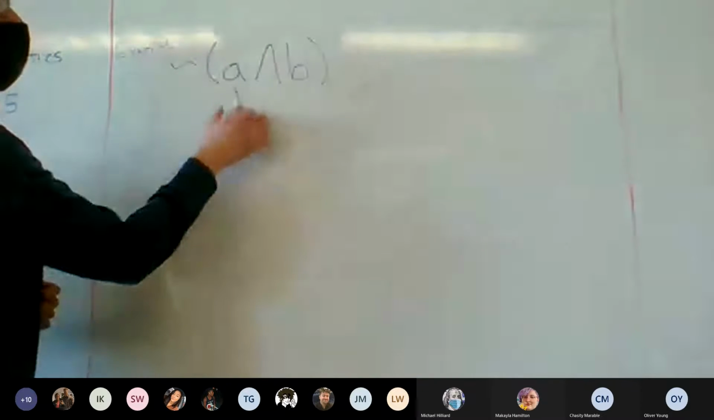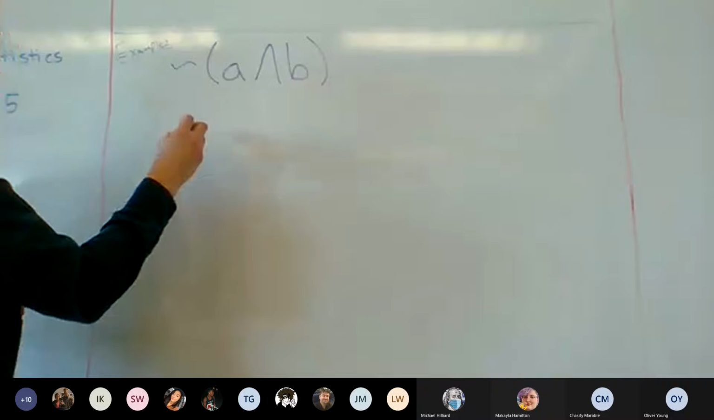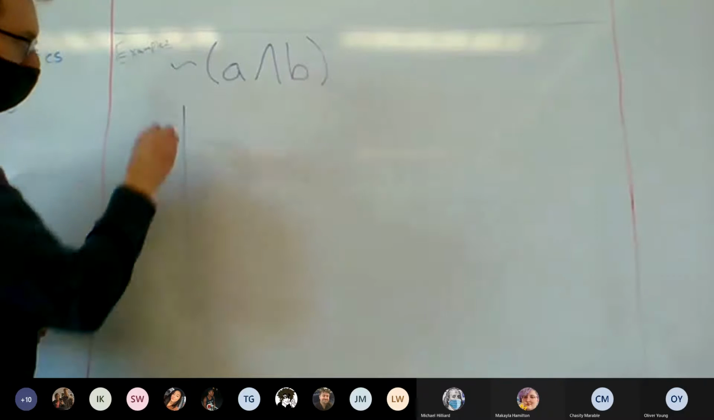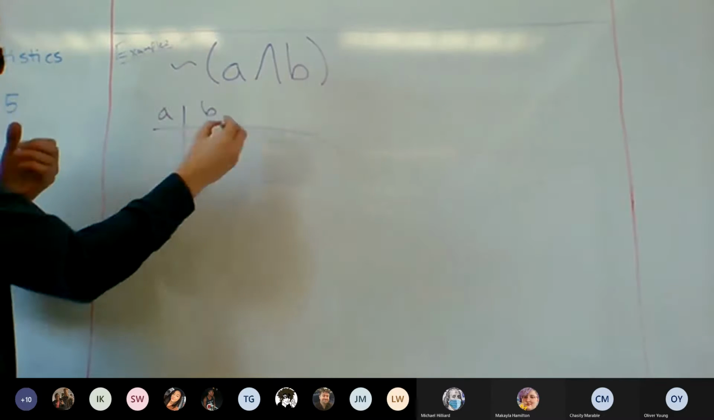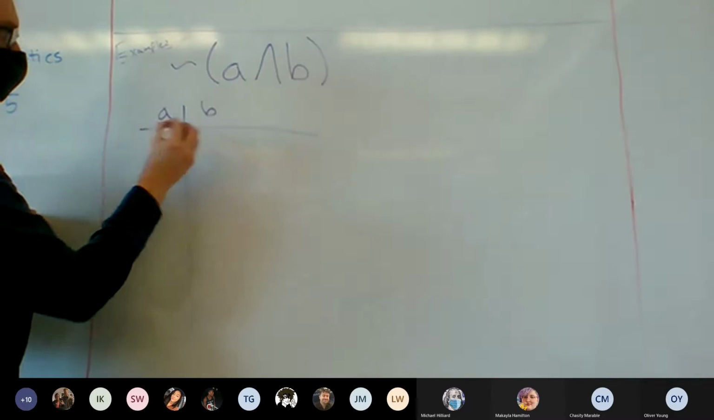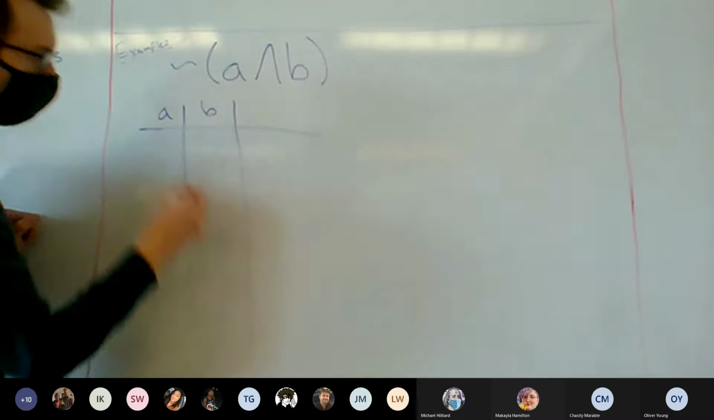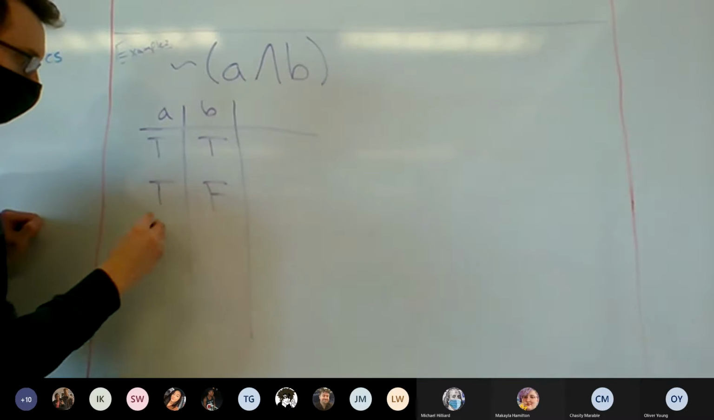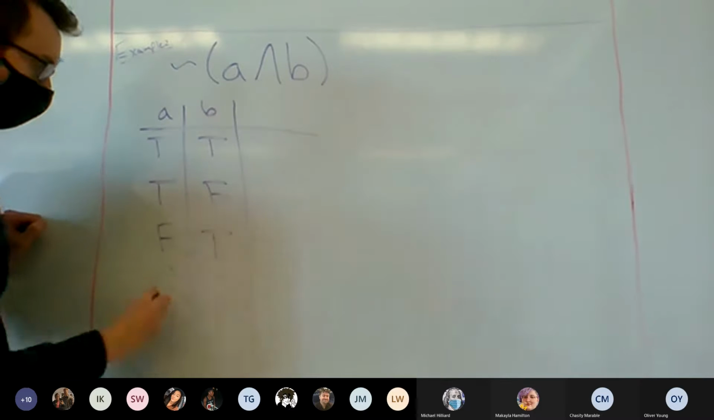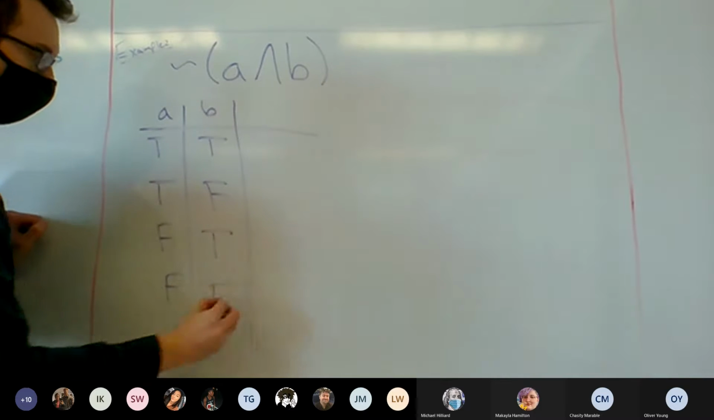So we have the negation of this entire statement, A and B. So always starting off with A, B separately, and there are 4 combinations: true, true, true, false, false, true, false, false.